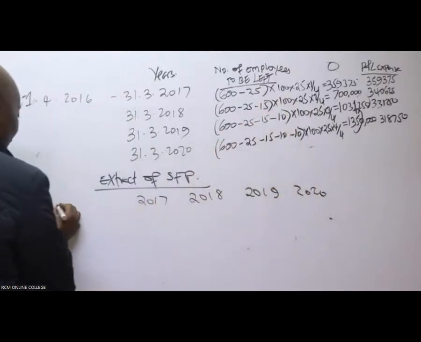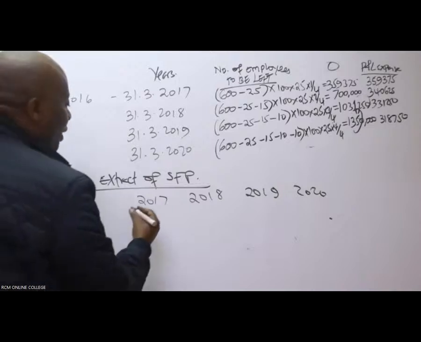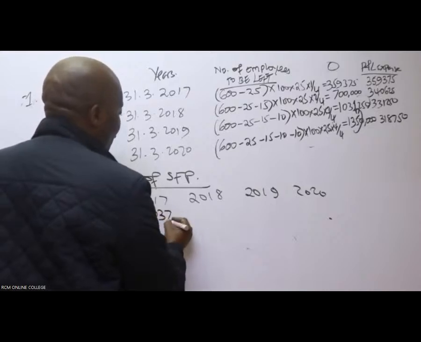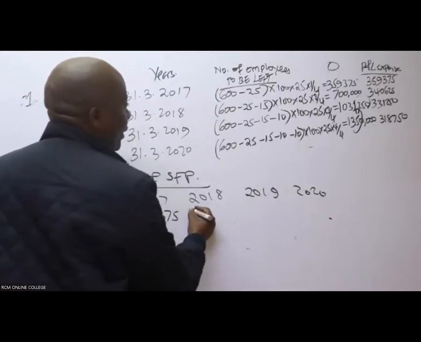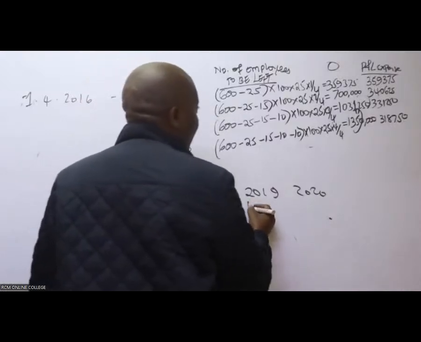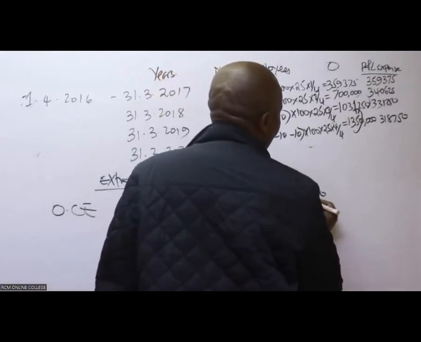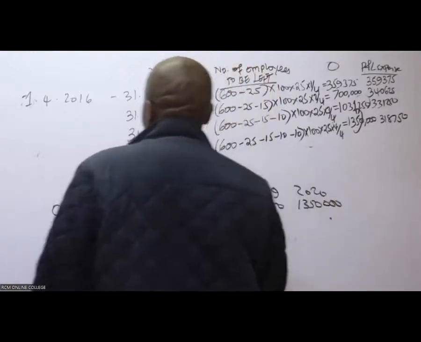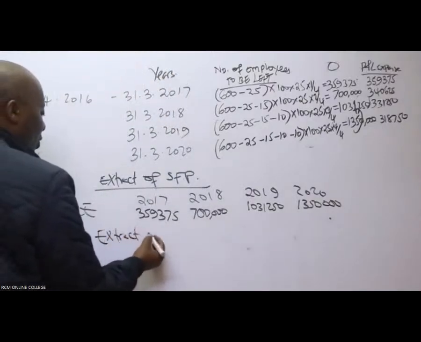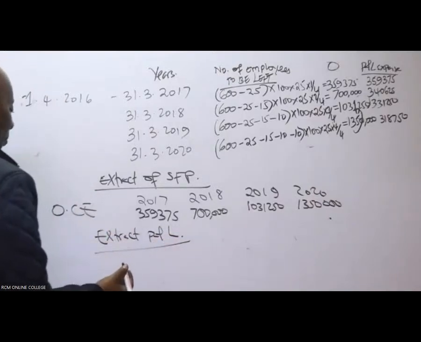So we have here other components of equity. Other components of equity. So we have here 359,375. We have here 700,000. We have here 1031,250. And we have here 1350,000. That is it. And then we have the extract income statement, the extract P and L. Extract means part of it, part of it.